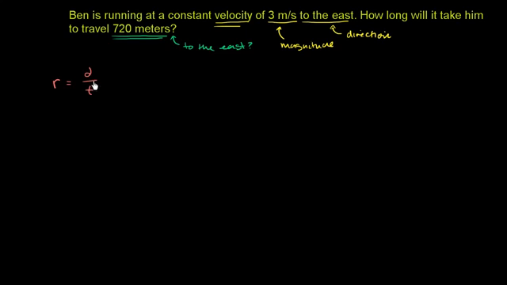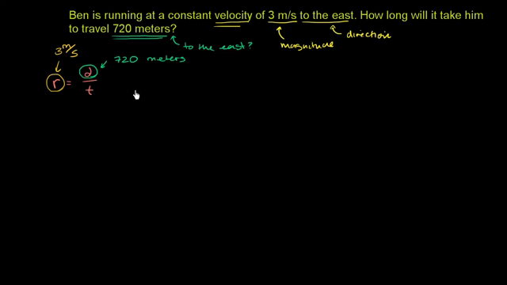Now in this problem, if we think about the scalar part of it, they're giving us the rate. They're telling us that that is 3 meters per second. And they are also telling us the time. Oh, sorry, they're not telling us the time. They're telling us the distance, and they want us to figure out the time. So they tell us the distance is 720 meters. And so we just have to figure out the time.